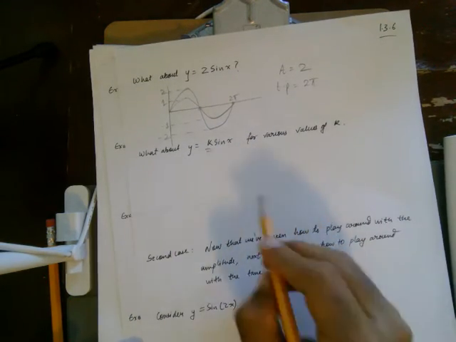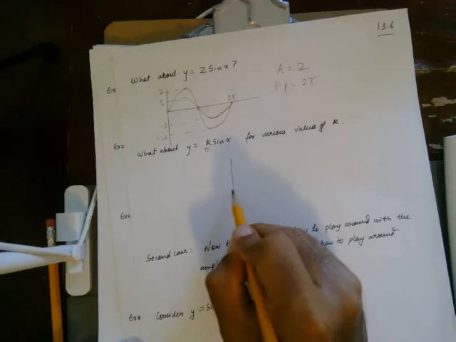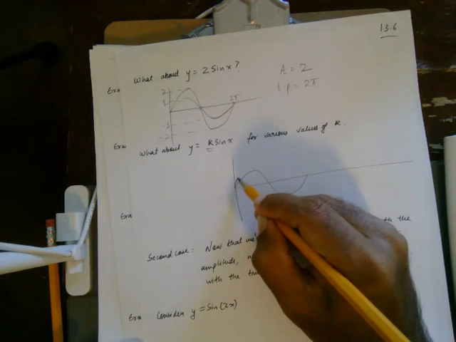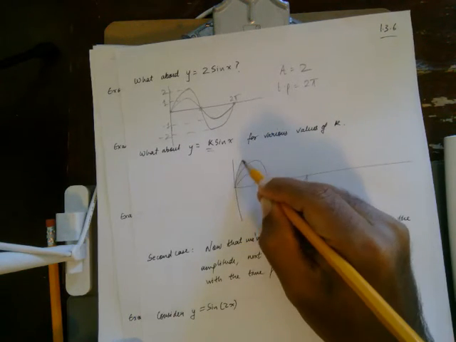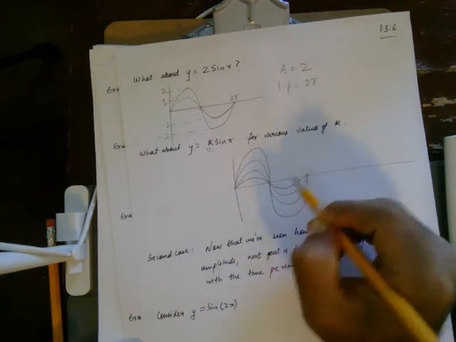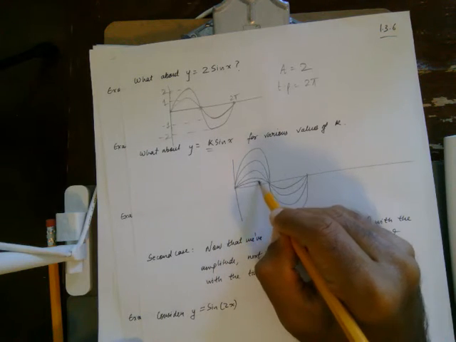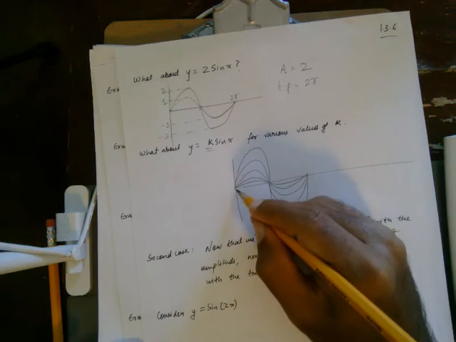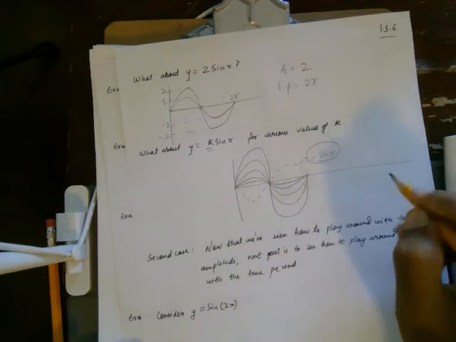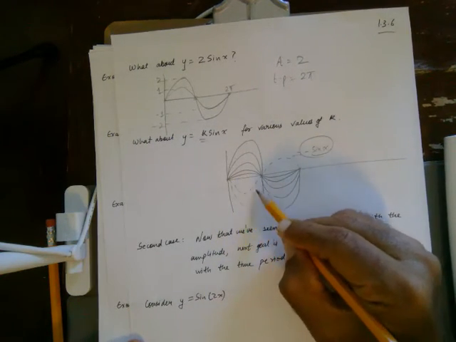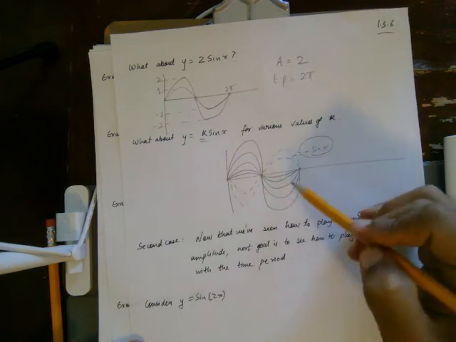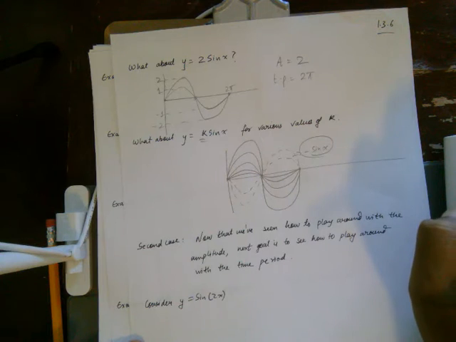So you can generalize for varying values of k. What's going to happen is, if this is sine x, this is going to be 2 sine x, this is going to be 3 sine x, and this is going to be 1/2 sine x, this is going to be, say, 1/3 sine x, this is going to be negative sine x. Right? Because you can also multiply by negative numbers. This is going to be negative 2 sine x. So what you get is this whole range of graphs for various values of k.